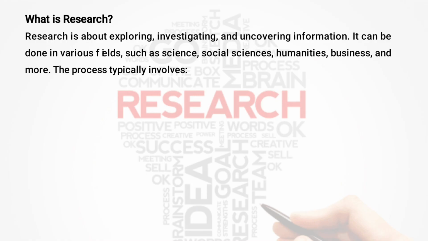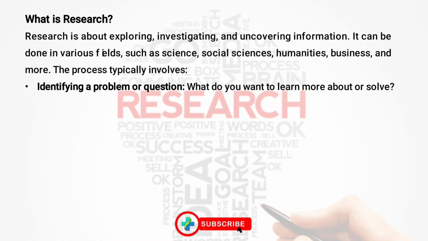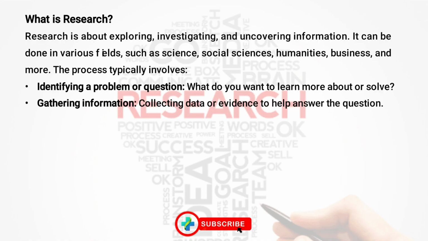The typical process involved in research starts with the first step, identifying a problem or question. The first thing you need to do is know what the problem is and what you should know to solve it in a better way, right? Then the second step is gathering information. Once you have understood the problem, you collect the data or evidence which is going to help you find the answer to the question. That is the process of gathering information or data.